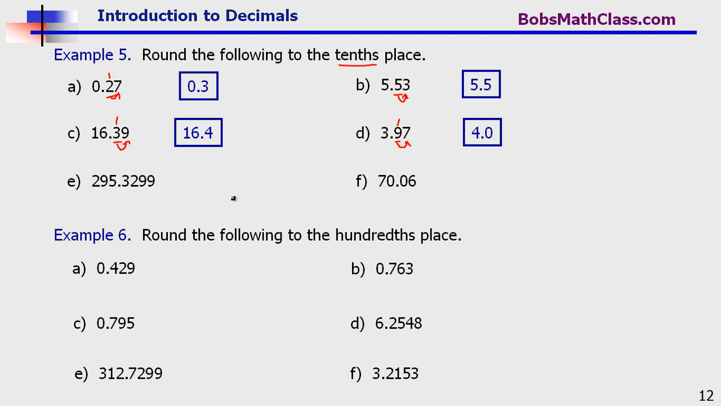Okay. Here's our tenths. Look to the right, it's a 2. So what are we going to do with this 3? Nothing. We don't even care about these other numbers over here. All we care about is the first number to the right. They're just extra numbers. So what's our answer? 295.3.